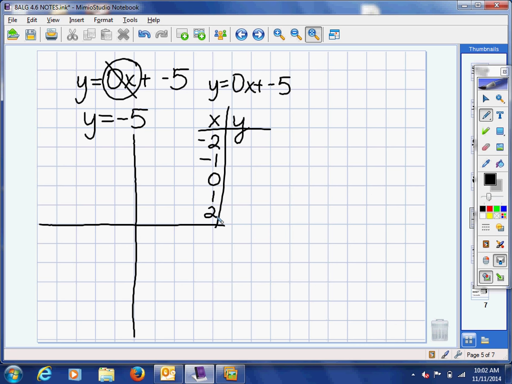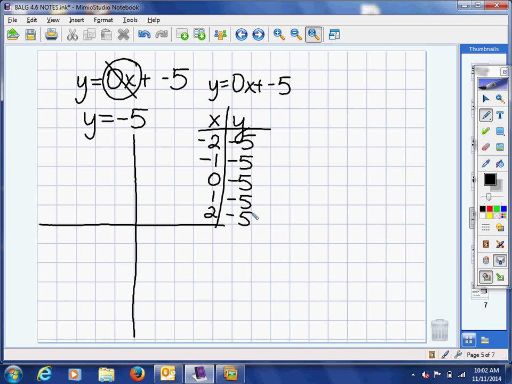So let's plug in negative 2. What's 0 times negative 2? 0. 0 plus negative 5 is negative 5. What's negative 1 times 0? 0. 0 plus negative 5, negative 5. Well, 0 times 0 is 0. 0 plus negative 5 is negative 5. Are you detecting a pattern here? Do you see that no matter what I plug in for x, y is just going to always be negative 5? So let me graph those for you.